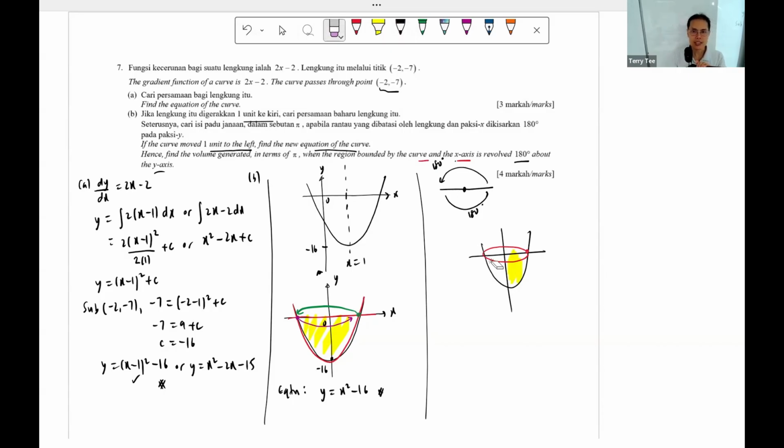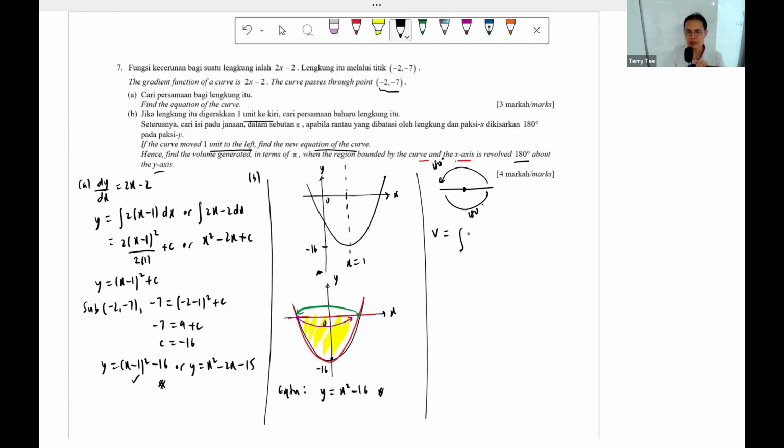Why does it matter? Because some people go and take half of your integration. No, you don't have to put half. You integrate as usual, because the area is double. When the area is double, 180 degree rotation is enough to get the whole solid. If you put half in front, then it's wrong. You're only taking half of the solid.